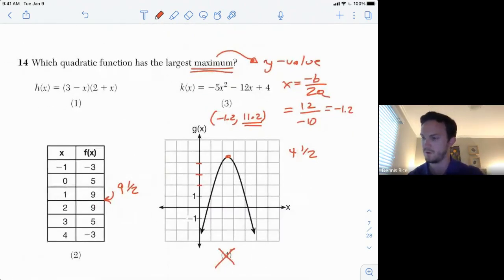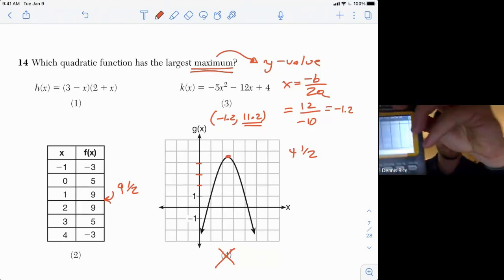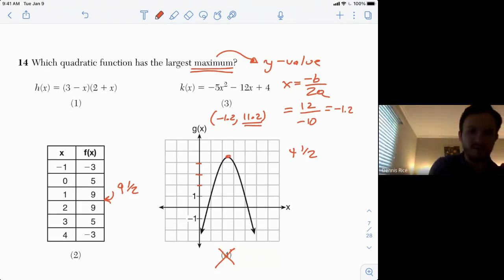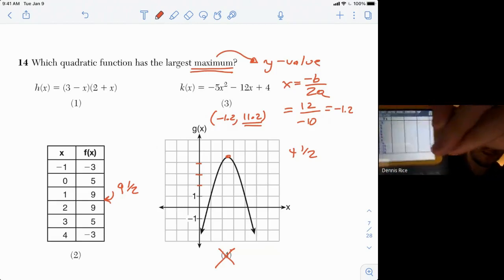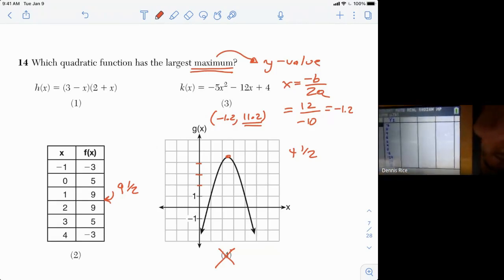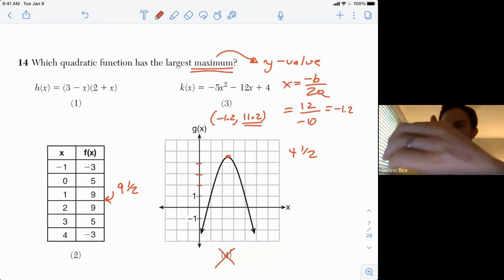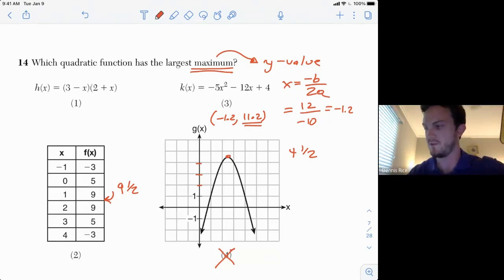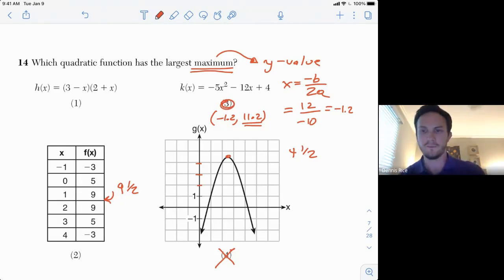Let's just see choice 1. You could also use your calculator. I'll show you how to do that. So I'm going to type choice 1 into y equals. I'm going to observe the table. I'll hold it up. This is what the table looks like for choice 1. That could have been bad. So the maximum is around 6, a little bit larger than 6. So who's winning this game? Choice 3.